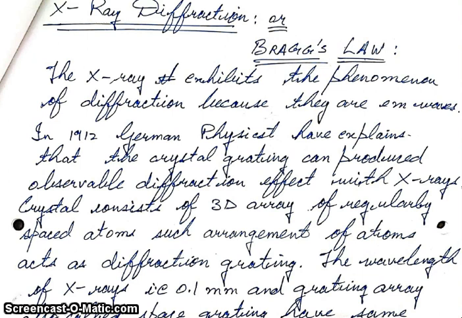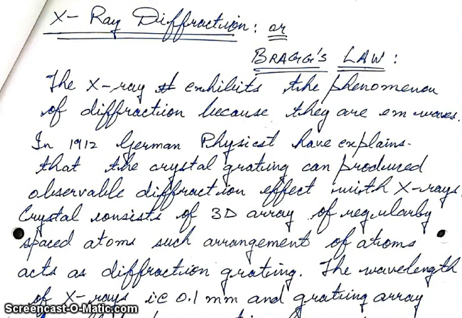Now we will continue with X-ray diffraction or Bragg's law, right? X-ray diffraction or Bragg's law. X-rays exhibit the phenomenon of diffraction because they are electromagnetic waves, right? In 1912, the German physicist Laue explained that a crystal grating can produce an observable diffraction effect with X-rays. A crystal consists of a three-dimensional array of regularly spaced atoms. Such an arrangement of atoms acts as a diffraction grating.